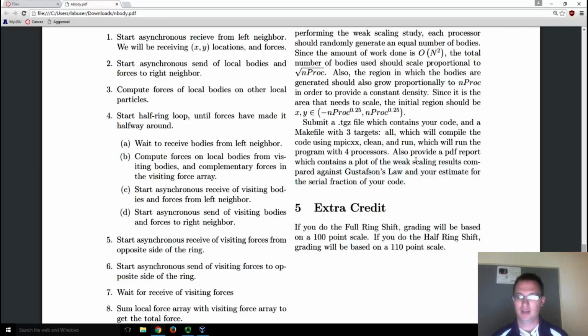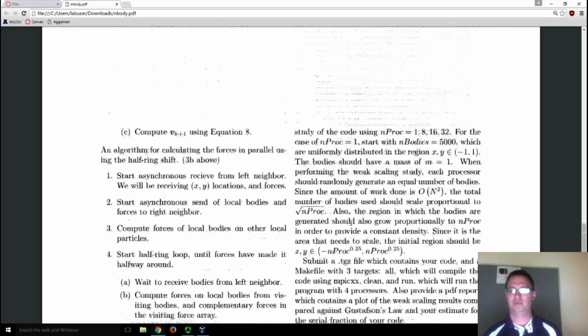Now, if you do the full ring shift, grading will be based on a 100-point scale. However, if you do the half ring shift, I'll give you 10 extra points. So you can do whichever one you want. I'm fine with either one.